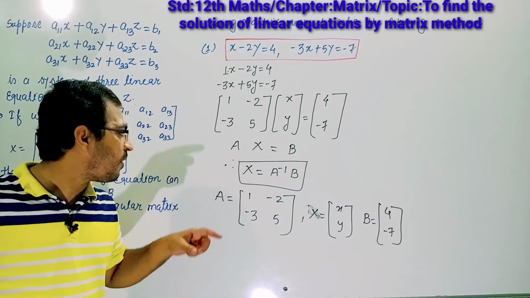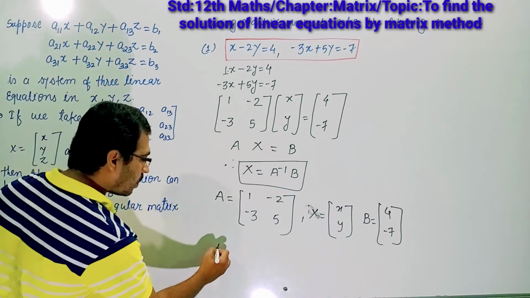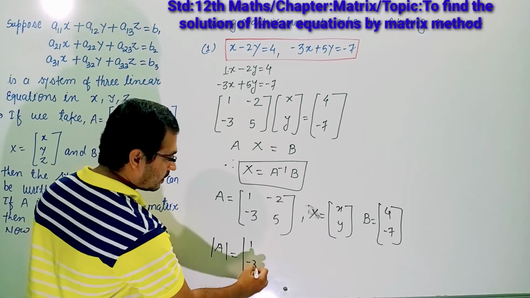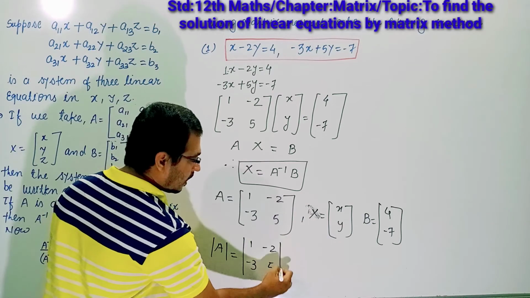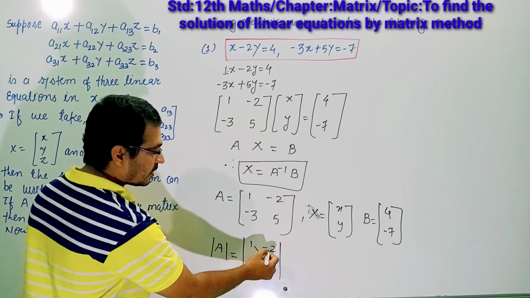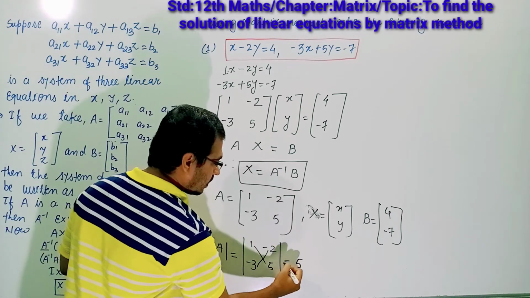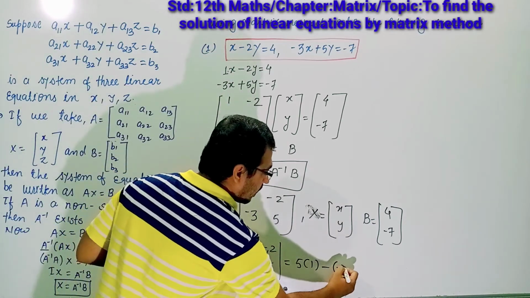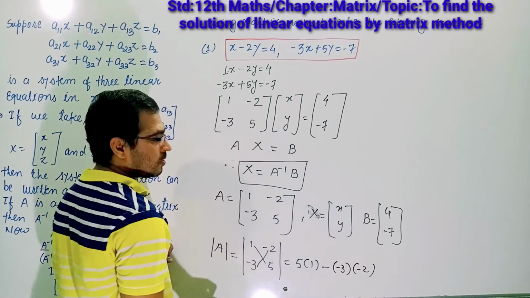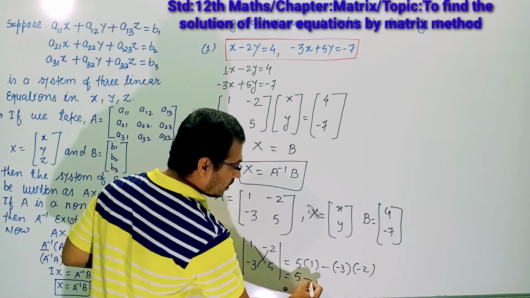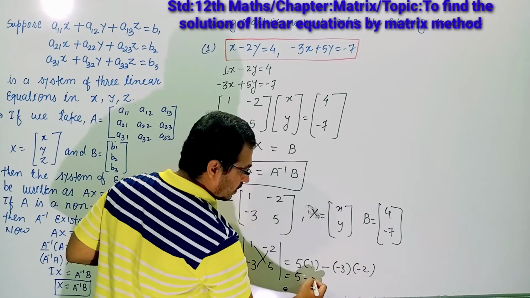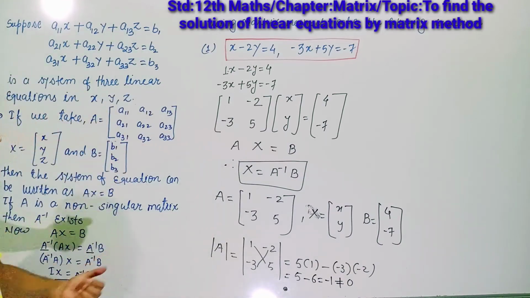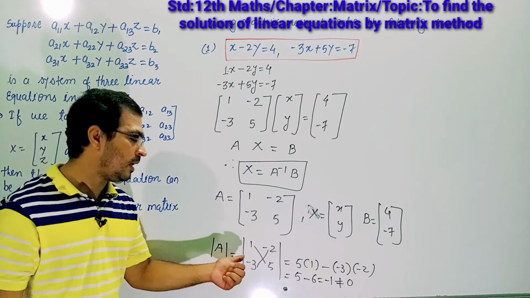Okay students, now we will check whether A inverse exists or not. It means we will find out the value of this matrix. So modulus A means this determinant: 1, minus 3, minus 2, and 5. We know how we can solve this by the cross multiplication method. So 5 into 1 minus minus 3 into minus 2. Right students, so what we are getting? 5 minus 6. So we are getting minus 1, not equal to 0. If we get a non-singular matrix, then A inverse exists.